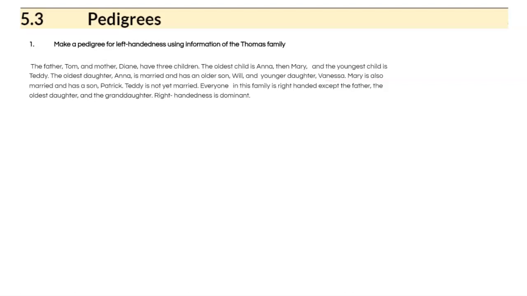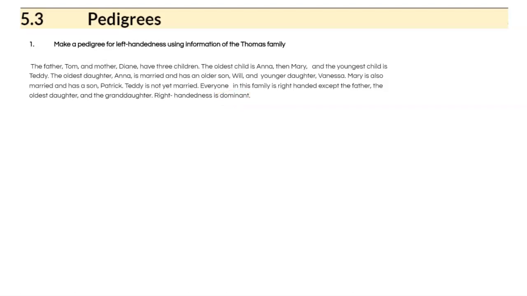Mary is also married and has a son, Patrick. Teddy is not yet married. Everyone in this family is right-handed except for the father, the oldest daughter, and the granddaughter. Right-handedness is dominant. Okay, so I'm going to start with some symbols here.